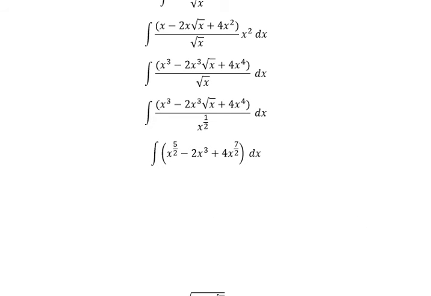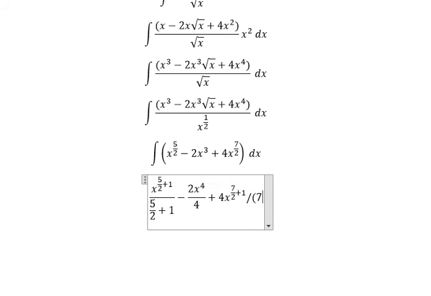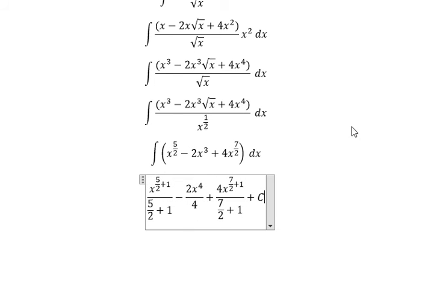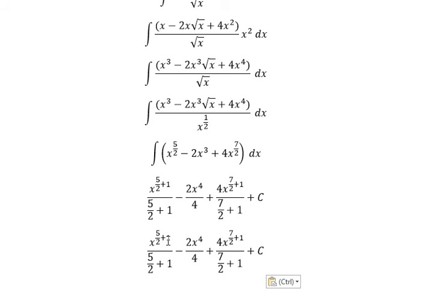And now we got the final answer. That should be s to the power of 5 over 2 plus 1 over 5 over 2 plus 1, minus 2s to the power of 4 over 4, plus 4s to the power of 7 over 2 plus 1 over 7 over 2 plus 1. So this one we got 7 over 2.